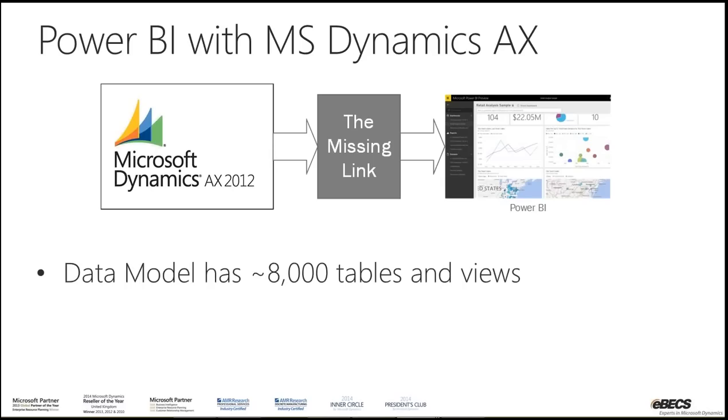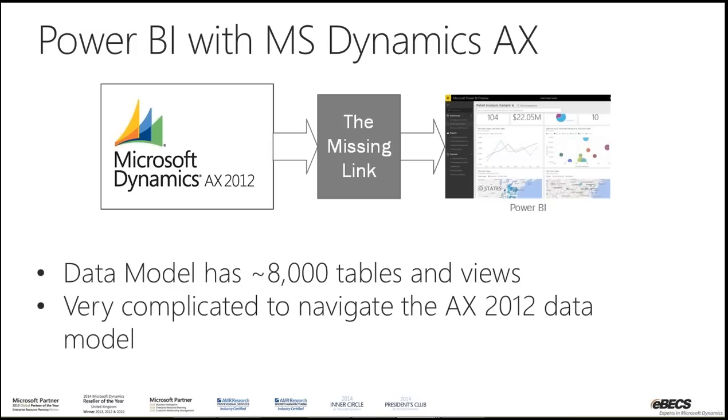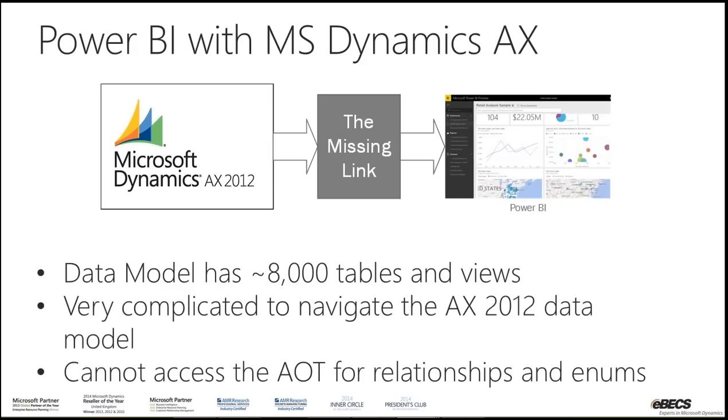Why is that? Like I said earlier, the data model has around 8,000 tables and views. It's very complex. An end user can't navigate that, can't understand that. It's just so complicated to get through that data model. Additionally, there's no access to the AOT, so you can't get to your relationships, you can't get to your enums. There are ways you can decode and get to the enums, but the relationships, you're just going to have to start building them yourself, and it's a lot of work to just go in and get that done.